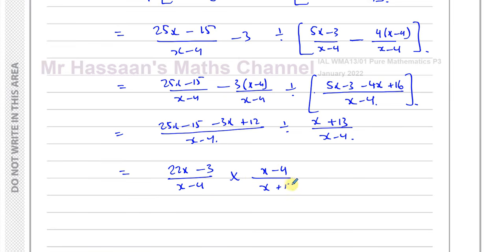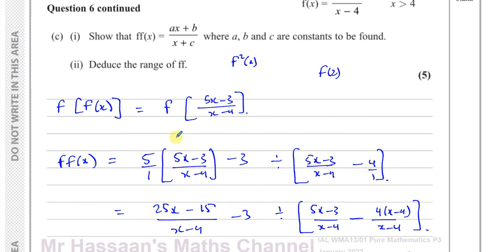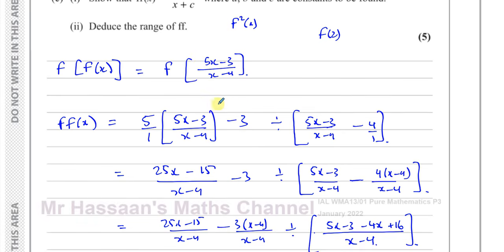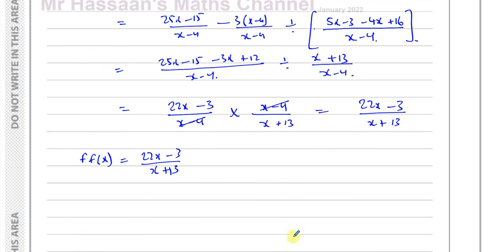So I end up with them cancelling out. So I've got 22x minus 3 over x plus 13. So I've got f(x) therefore is equal to 22x minus 3 over x plus 13. Okay, that's the inverse function. Then it says deduce the range of this function. Okay, so that's the next part of this question.